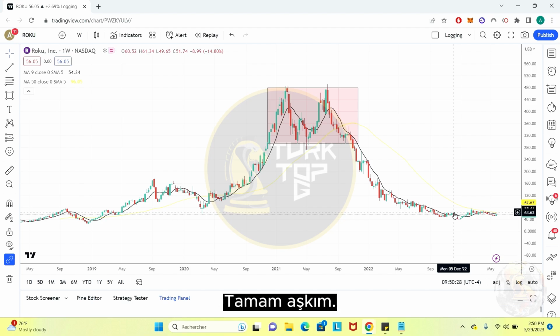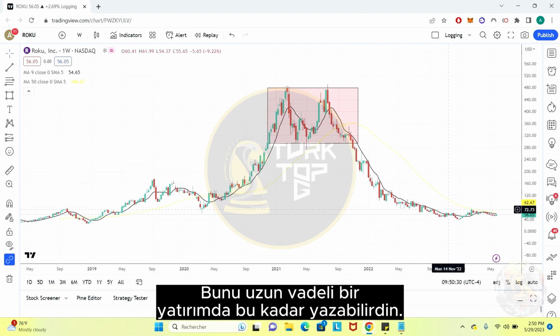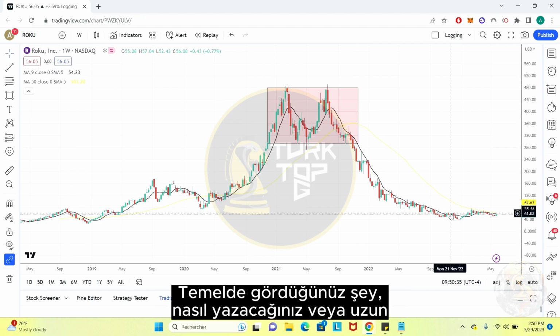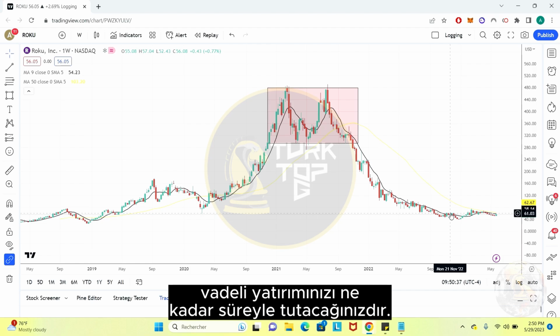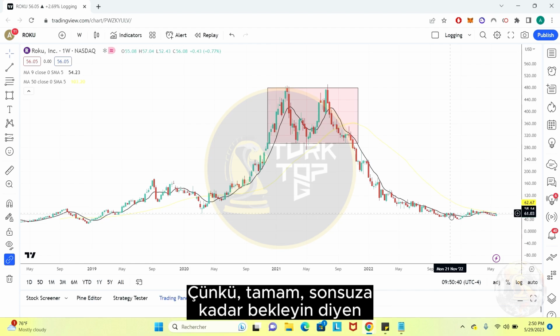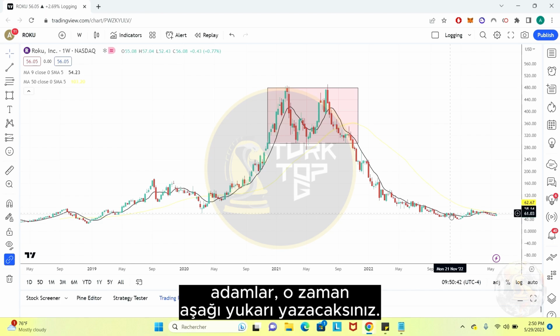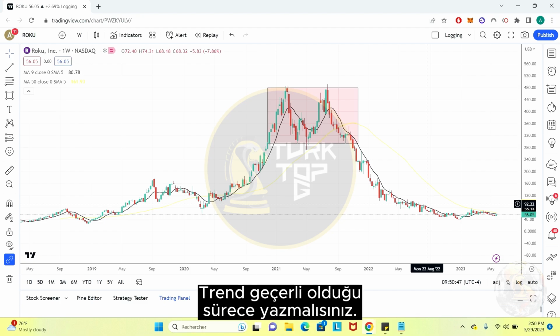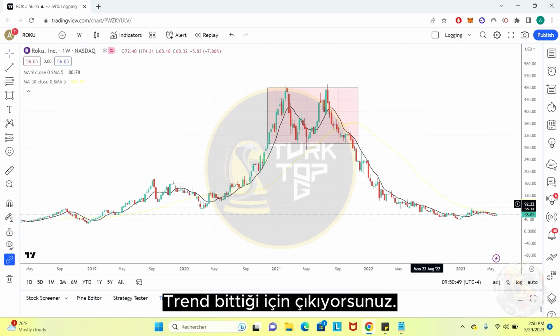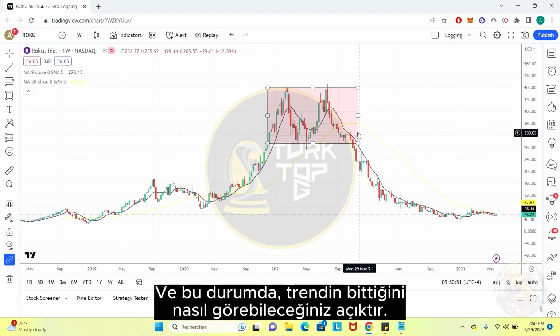Okay, that's how long you could have ridden this in a long-term investment. What you're basically seeing is how long to hold your long-term investment. Those guys who say, all right, hold forever, then you will ride it up and down. That's not the case. You have to ride it as long as the trend is valid. Once the trend is over, you get out. And in this case, it's clear how you can see the trend is over.